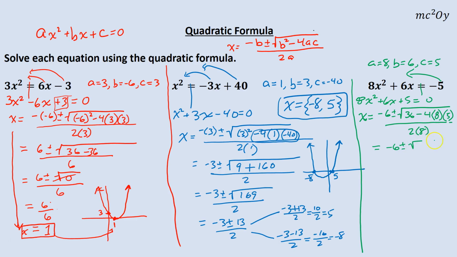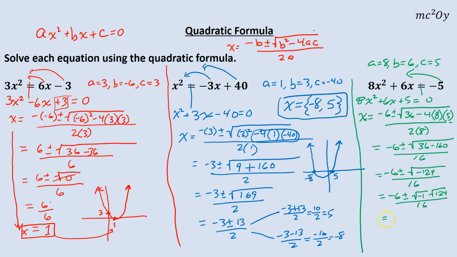Well, that is the square root of 36 minus 4 times 8 times 5, which is 160, all over 16. Now that's going to give me -6 plus minus. Notice I get a negative in there, -124, all over 16, which means I have imaginary solutions here. Okay, so it's going to give me -6 plus minus. I'm going to break this up. That root I'm going to break up into root -1 and root 124 over 16.